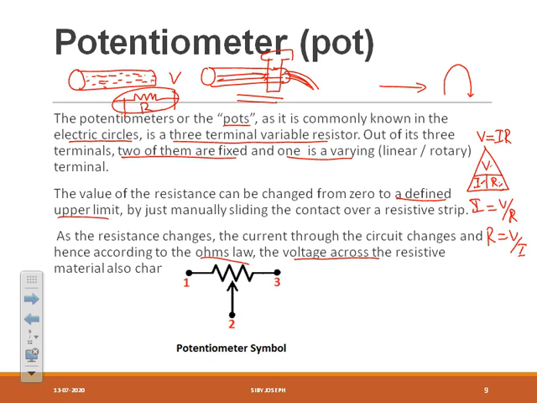And this is the symbolic representation of the potentiometer. As I said earlier, you have three terminals: terminals 1 and 3 are fixed terminals, and terminal 2 is called the variable terminal. So this is the symbol for the potentiometer.